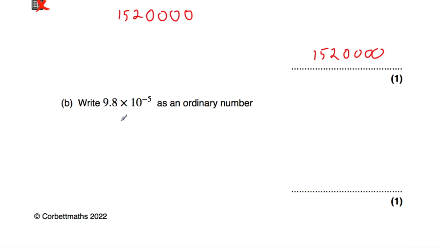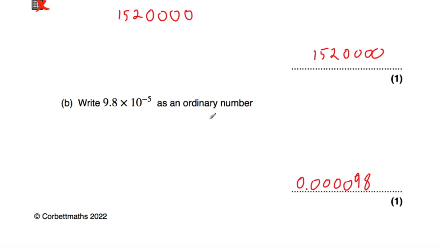Okay, next, part B. We've been asked to write 9.8 times 10 to the power of negative 5 as an ordinary number. So again, we want to write this out in full. Because the power is negative, it's going to be a very small number, a 0.00 and so on number. Now here the power is negative 5, so as a student told me in class, I recommended that if you've got a power of negative 5, you could write 5 zeros, 1, 2, 3, 4, 5, and then put on the 9 and the 8, and then just put the decimal point in.